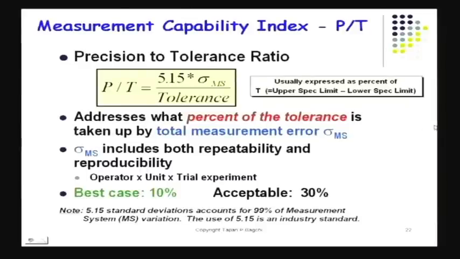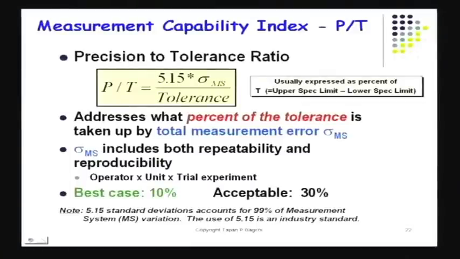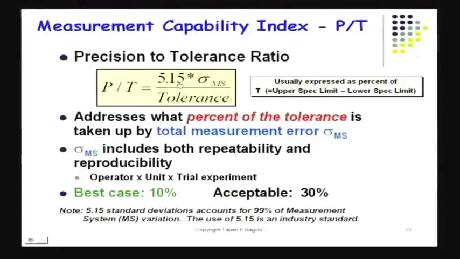Again, here is an idea of the kind of industry accepted norm for the precision to tolerance ratio. Tolerance, as I told you earlier, is the difference between the upper and lower spec limits of the part that you are trying to measure. The sigma of the measurement system multiplied by 5.15 captures a pretty large span, almost 90-95% or perhaps even more of the variance that is there in the measurement system. That is totally captured if you do 5.15 multiplied by sigma MS.